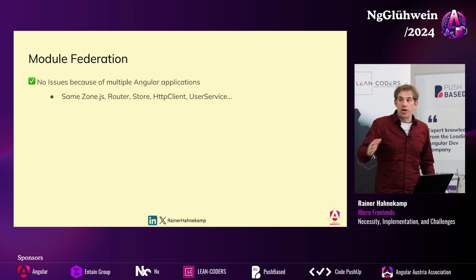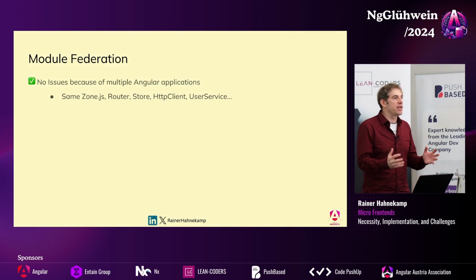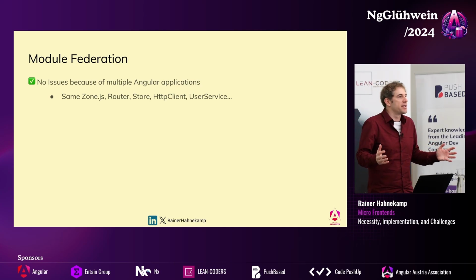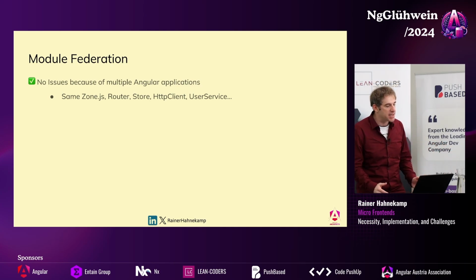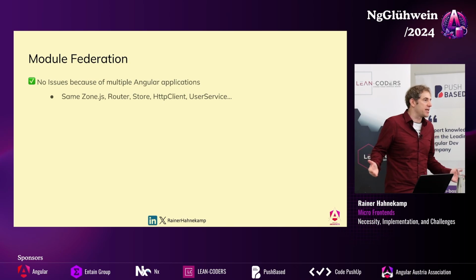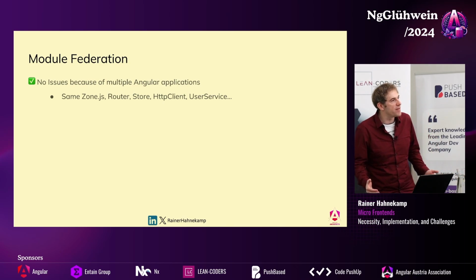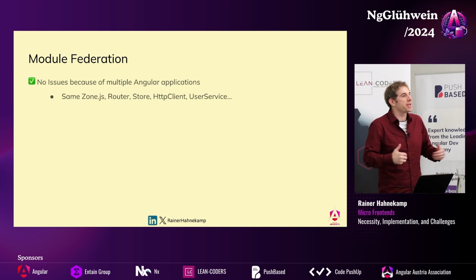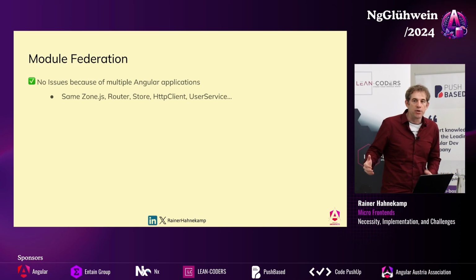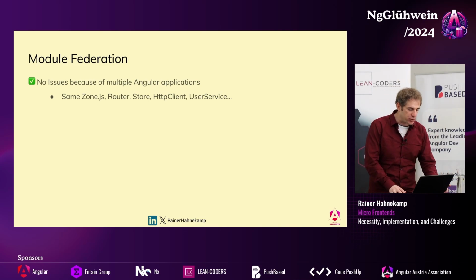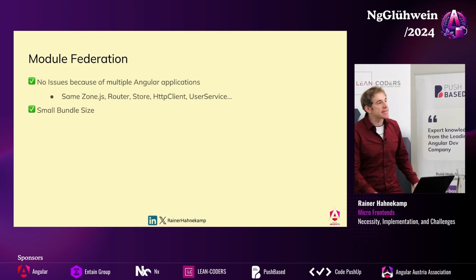Which means you don't have issues with multiple Zone.js. You don't have issues with the router. You don't have issues with dependency injection at all. If you use the HTTP client, the interceptors will work for all your microfrontends. And then you can also share services. If you have a user service, the central platform services that are provided by the shell, then you can reuse them also in your microfrontends. That's a good thing. The bundle size is also nice.